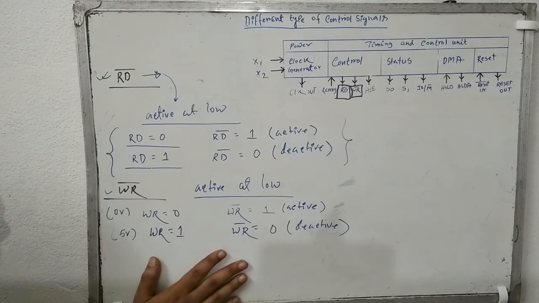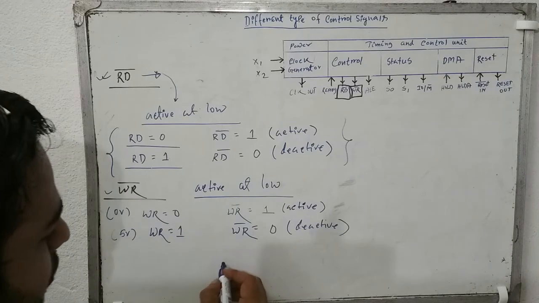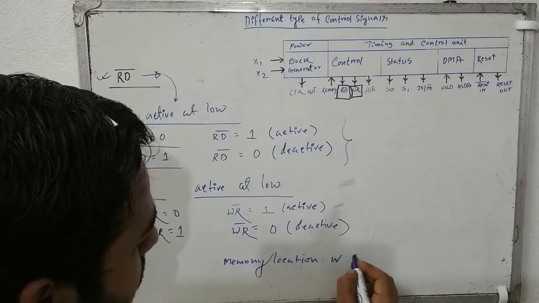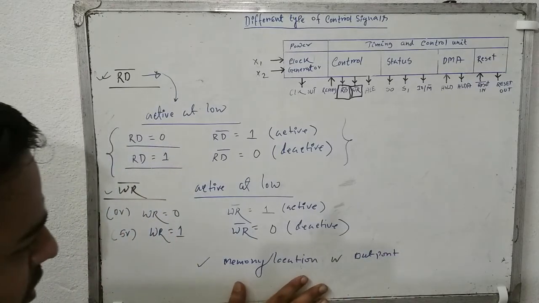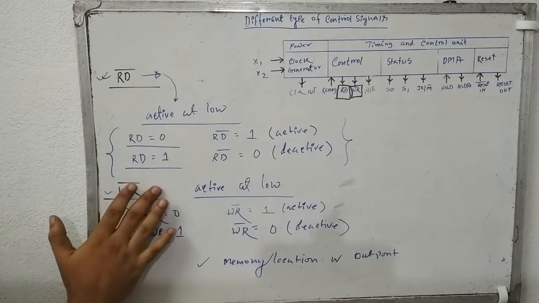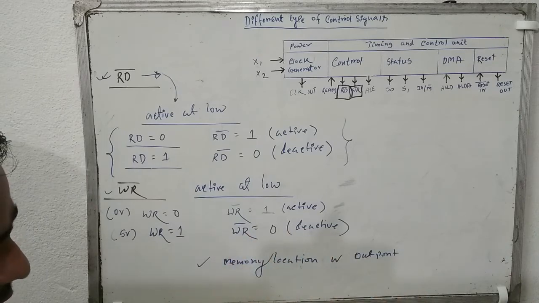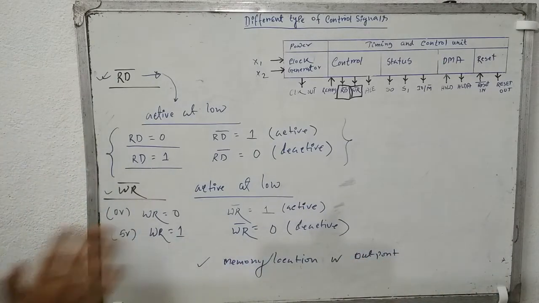So what is the use of this write operation? If the microprocessor wants to write some data into a memory location or into an output port, this pin will first enable the memory location or the output port, and will allow the microprocessor to write some data into that particular location or output port. That is the basic operation of write.